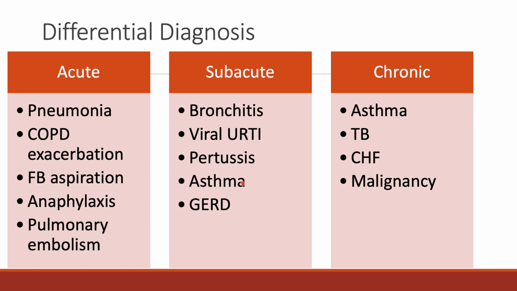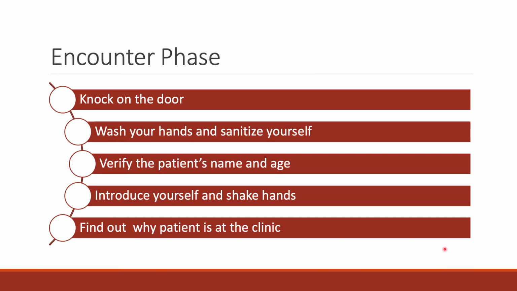It could be pertussis, asthma, or GERD. If it is a chronic cough, it could be asthma, tuberculosis, congestive heart failure, or a malignancy. So once you have a set of differentials, it becomes easy for you to ask questions, right? So you should have the list of differential diagnosis. Now let's enter the encounter phase.